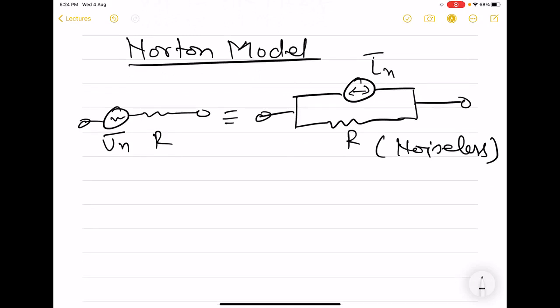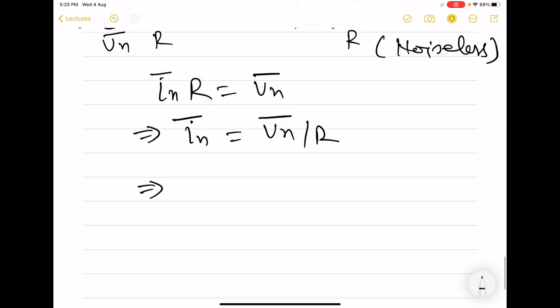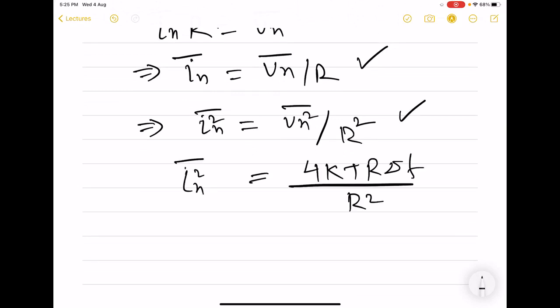So now you can see that the IN flowing through R should produce this VN, right? So this implies IN is VN by R. And if you want to go for the mean square, then it says that mean square IN is going to be mean square voltage divided by R square. So both of these two equations are valid and one can use them to find out the expression for corresponding IN. So let us use this one, 4 kT R delta F by R square, and this is going to be mean square noise current.